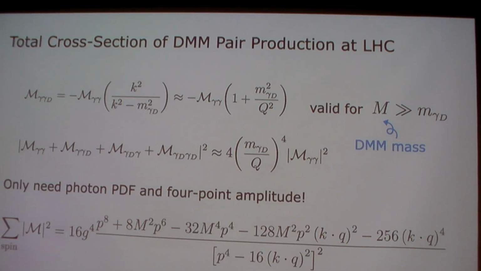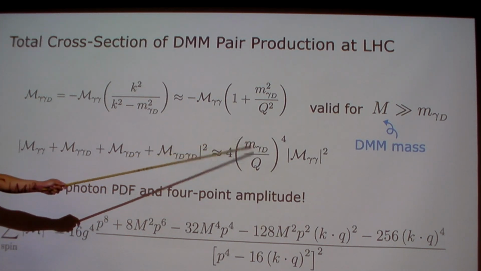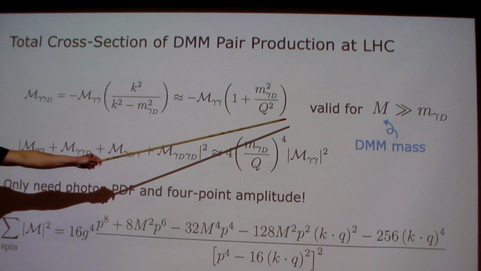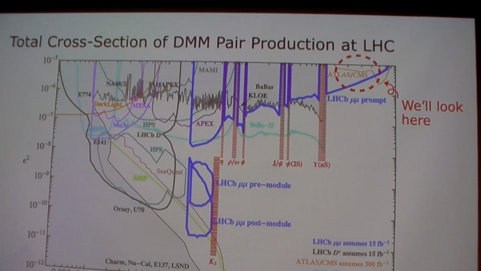the 4-point amplitude is there, and we do have the photon PDF, so we can do this estimation. The physics of the dark photon mass is just put in by hand like this, but it should be valid if we look at this region. So what we get, let's look at a parameter space.